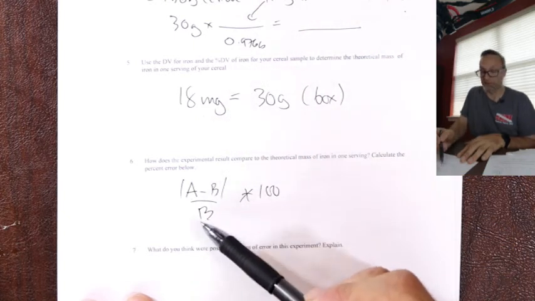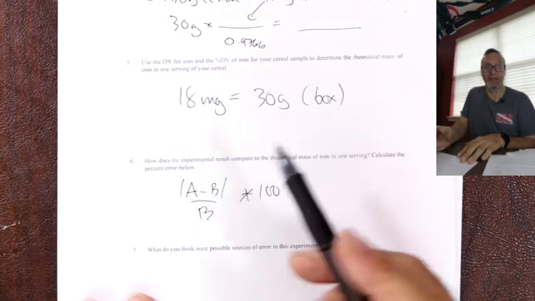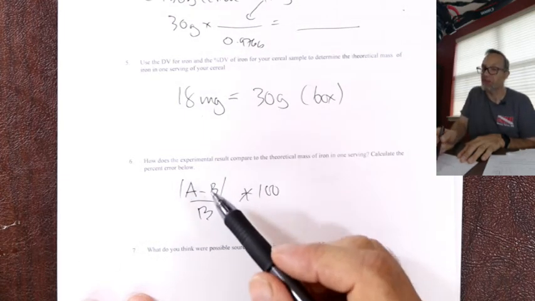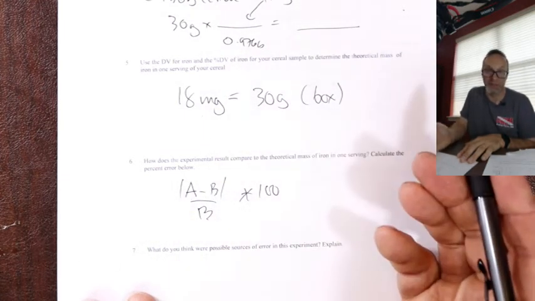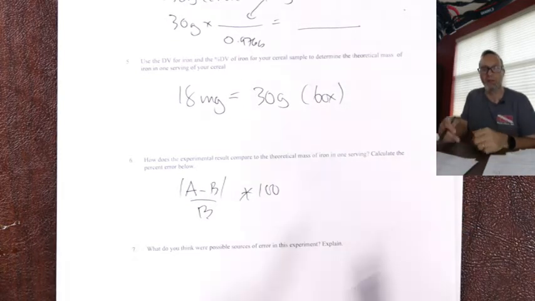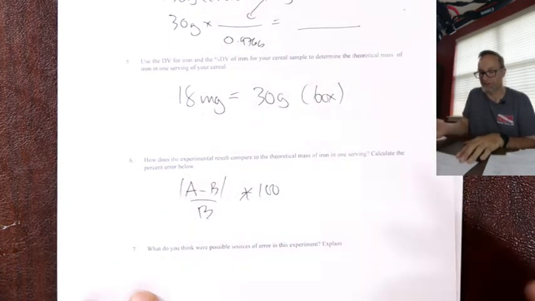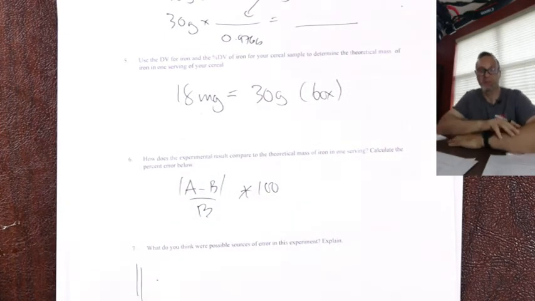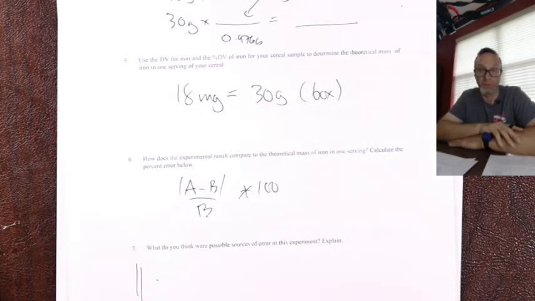Divided by the real thing, divided by 18, times 100, and that'll give you a percent error. I don't want to know how right you are. I don't want 17 over 18 times 100, because that's like 99% right. I want to know how wrong you are, so it's the difference. Possible sources of error, well, my advice is common sense: read the procedure and things will pop out.